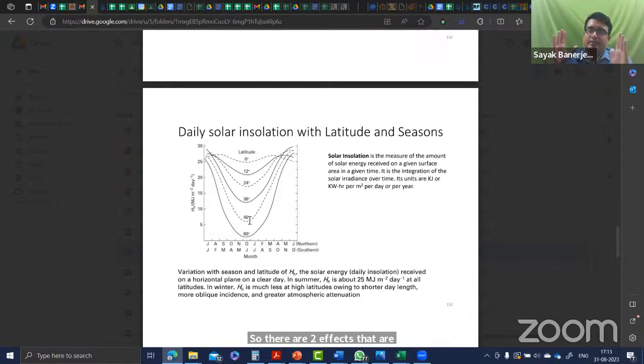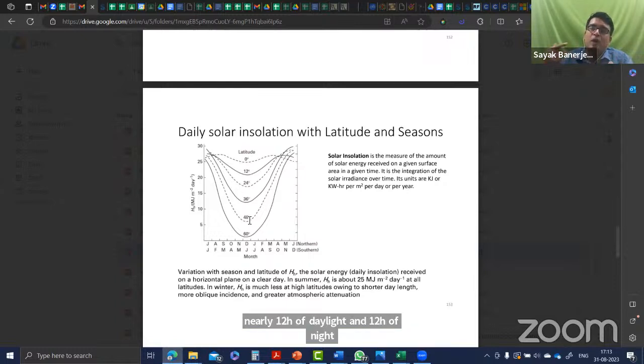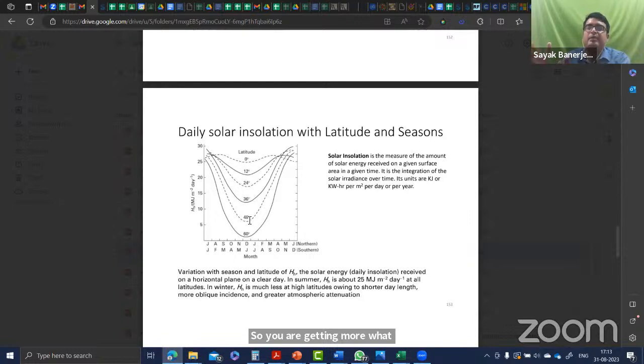Near the equator, the sun is vertical, but it's still nearly 12 hours of daylight and 12 hours of night. So you are getting more watt per meter square for a given unit of daylight time, but the total time available is low. Whereas in the higher latitudes, especially in the summer seasons, you have 16, 18 hours of daylight, so just a longer duration of low intensity sunlight, which is why both of these things cancel out and you get the total daily insolation almost the same during summer.